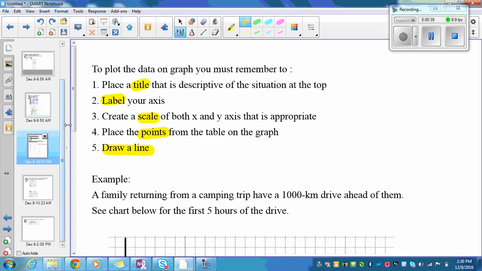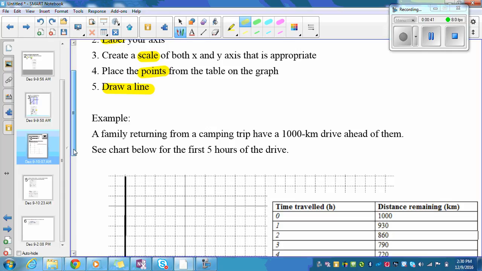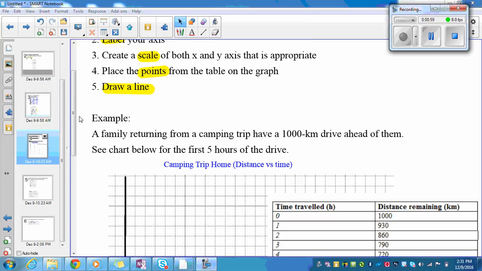Okay, so for example, a family returning from a camping trip have 1,000 kilometers ahead of them. See the chart below for the first 5 hours drive. So the first thing we do is we make a title. So on our way home back from the camping trip, that might be a nice title.